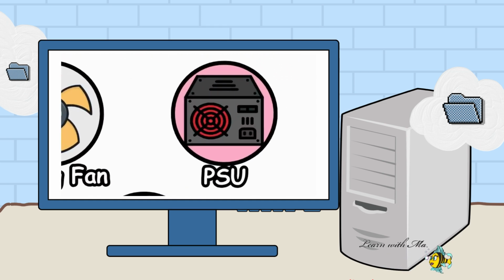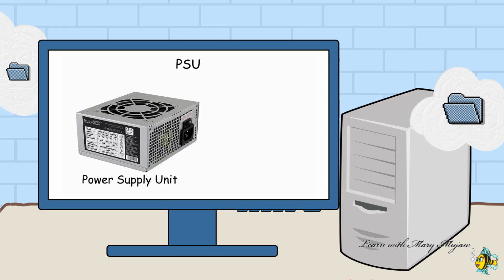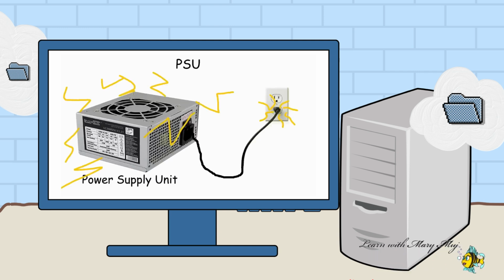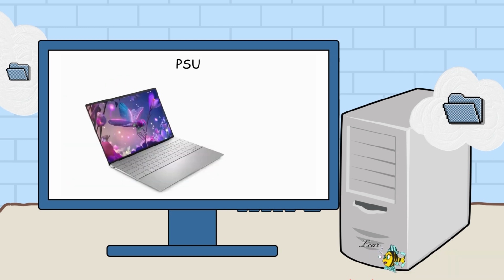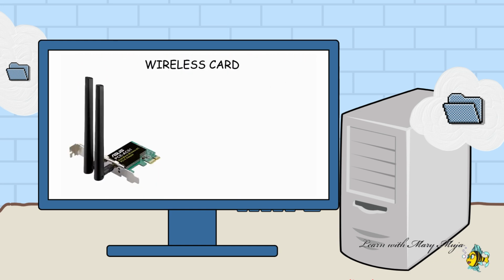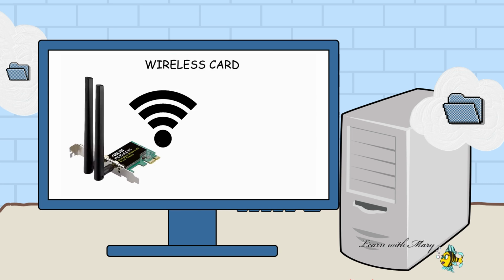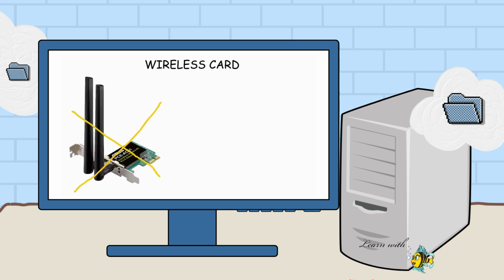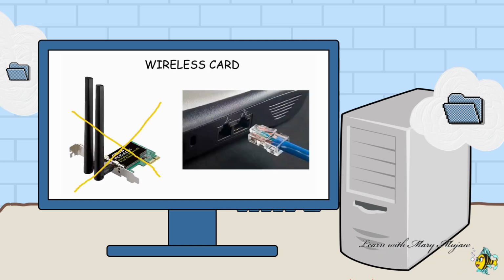Power supply unit. The power supply unit is a rectangular box that converts electricity from your wall outlet to power the previous computer components we've talked about. For your information, laptops have a power supply as well, despite also having a battery inside it as a portable power. Wireless card. The wireless card is a small component that allows a computer to connect to Wi-Fi networks without the need for a physical Ethernet cable. If a computer doesn't have a wireless card, it can only connect to the internet through a wired Ethernet connection.